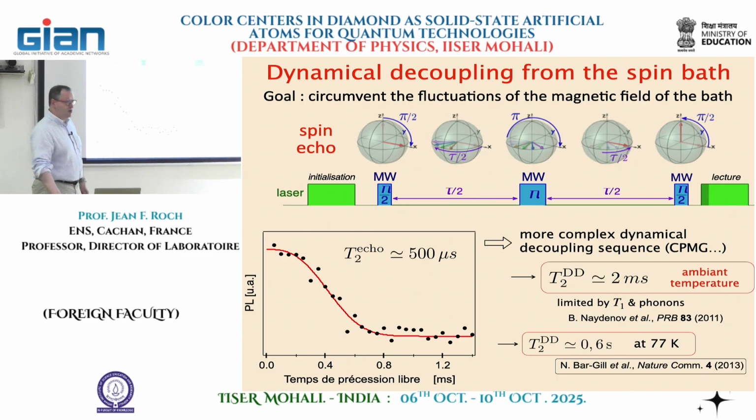If you now go to lower temperature, the T2 increases significantly just because you freeze all those interactions. First, the T1 is increased by the thermal equilibrium effect, and also the interaction with phonons that can destroy the coherence of the NV centers is smaller. So then you reach values that are about a second at those low temperatures. That's quite interesting also for possible applications. Good.